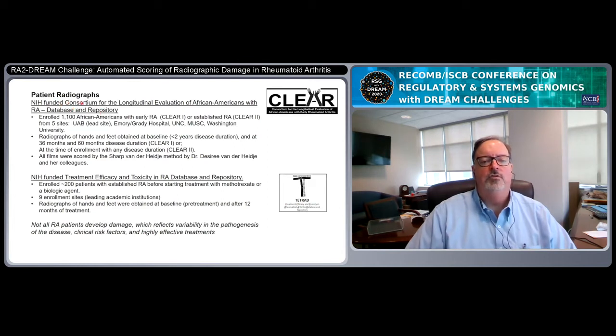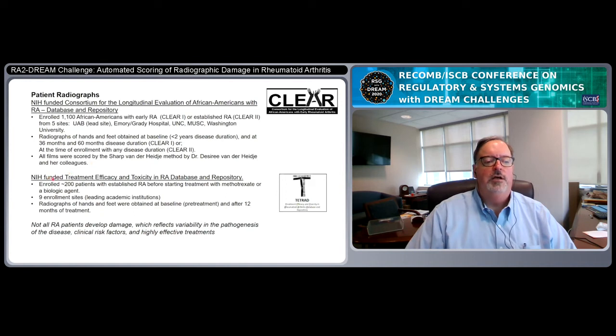The NIH-funded Consortium for the Longitudinal Evaluation of African Americans with RA, in which we enrolled 1,100 African Americans with either early RA or, in the later stage in CLEAR 2, any disease duration. We obtained films in CLEAR 1, which was early disease, at baseline, defined as less than 2 years disease duration, as well as at 36 and 60 months of disease duration. X-ray films in CLEAR 2 were obtained at only one time point. All films were scored by the Sharp-van der Heijde method by Dr. van der Heijde and her colleagues themselves.